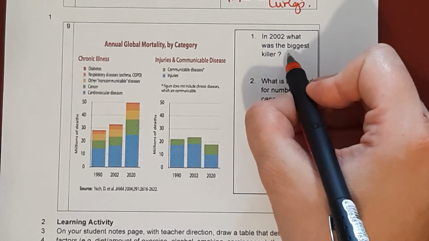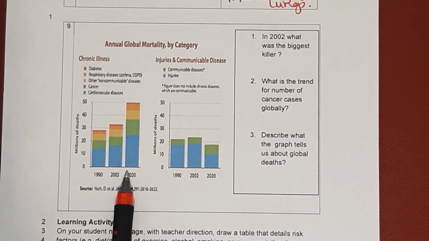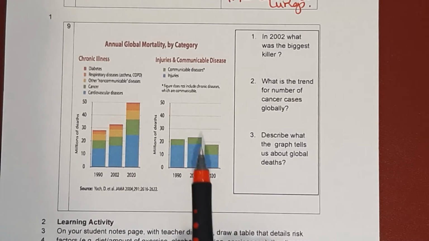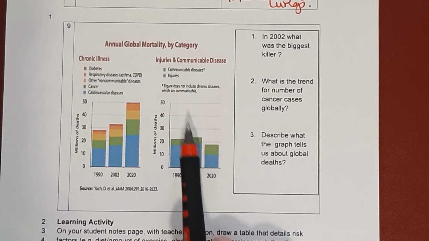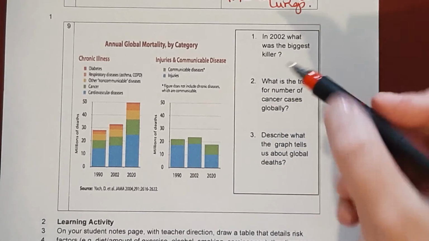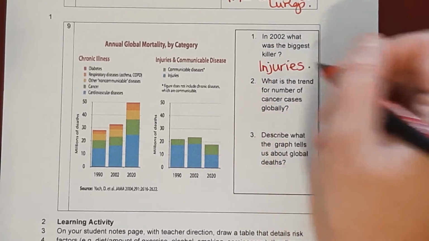In 2002, what was the biggest killer? So we're looking at deaths due to chronic illnesses here. So the biggest one is this blue section, which is cardiovascular diseases. And that is around about 15 million. And then if we look at the injuries and communicable diseases, we have in this side, definitely above 15, we've got injuries. So in fact, injuries were the biggest killer in 2002.